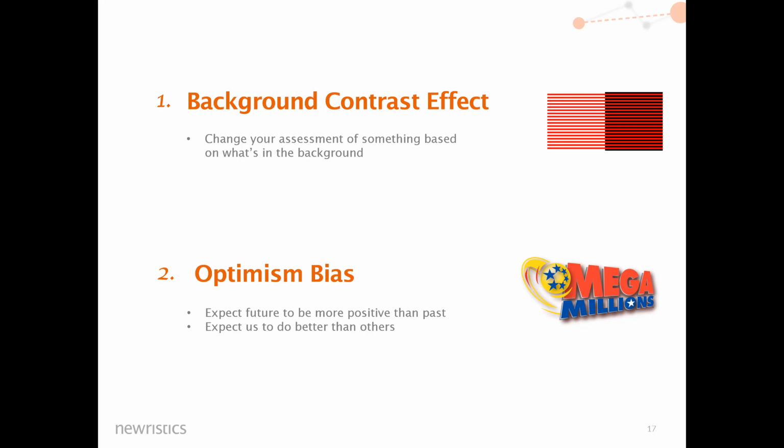Optimism bias: we expect the future to be more positive than the past, even though the data or experiences don't suggest there's any reason that could be the case. We expect ourselves to do better than others, and there's also not enough evidence to suggest that at many times, and yet we fall into this trap. One of the very commonly used examples of optimism bias is just lottery buying. Americans spend around $70 billion a year on lottery, and they're most motivated by the big lottery tickets.